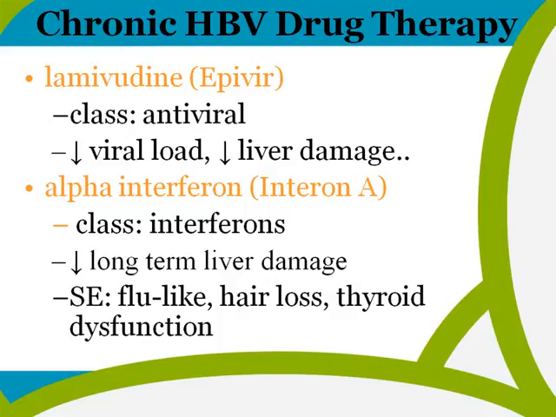Alpha interferons, or interferon A, is a type of interferon, obviously, but this one also has antiviral properties. It's a glycoprotein that will decrease the amount of virus in the body as well. The biggest effect we see with alpha interferons is it decreases the long-term liver damage, so it's going to help decrease the amount of long-term effects. There are some signs and symptoms with alpha interferon, and it can be anything from flu-like symptoms, hair loss, and it can mess with your thyroid too.